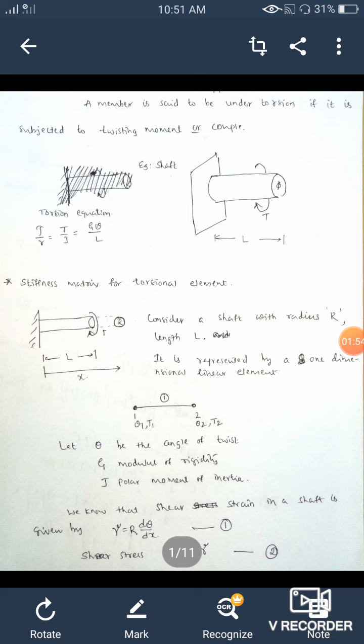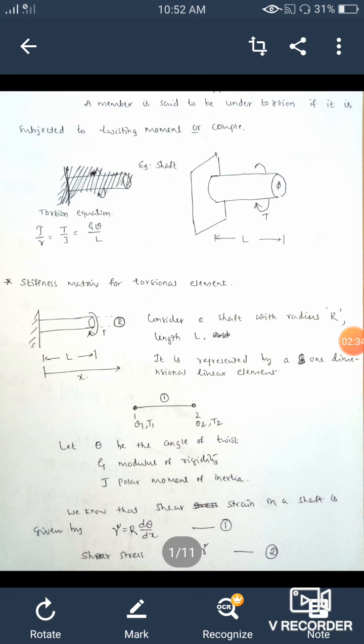Stiffness matrix for a torsion element is very simple. The procedure in the finite element method for torsion is the same. Refer to the 7 steps. Only the torsion stiffness matrix is different; the remaining steps are the same. A shaft is subjected to a torsion T, and it can be modeled with theta 1, T1 and theta 2, T2 at each node. Theta is the angle of twist, G is the modulus of rigidity, and J is the polar moment of inertia.